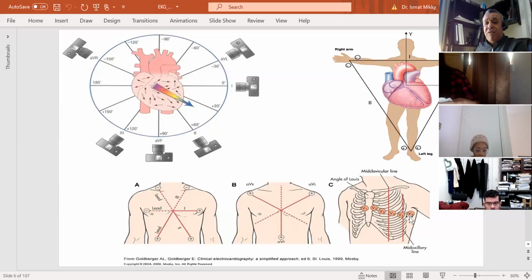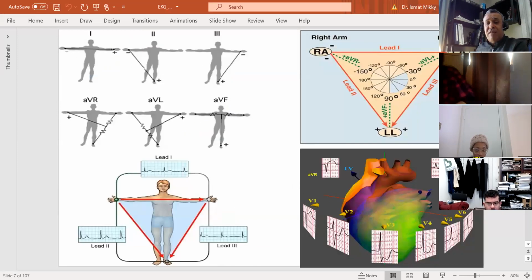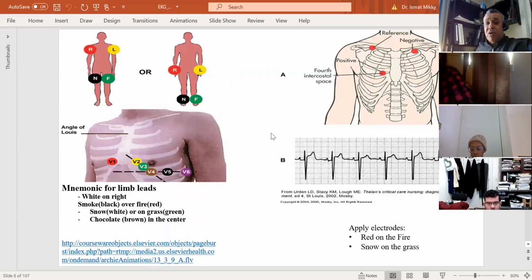But now with the advent of advanced machines, we don't have to apply 10 or 12 leads for the EKG. We only apply 3 or 4, right? So we apply only 3 or 4 leads, and it's going to capture the same 12 lead EKG, same as the old machines used to do.